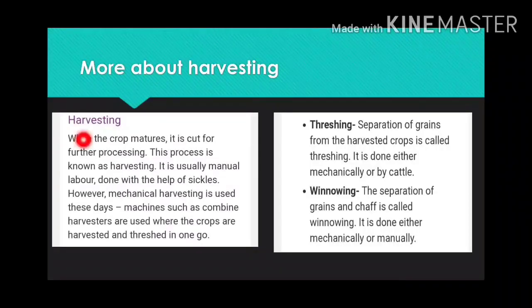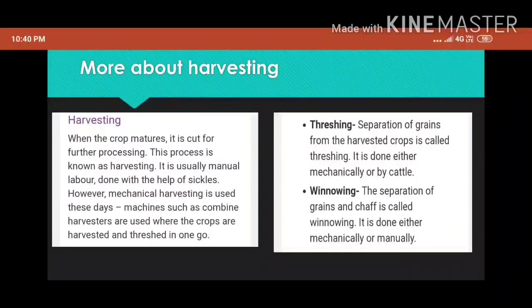When the crop is mature, it is cut for further processing. This process is known as harvesting. It is usually manual labor done with the help of a sickle. However, mechanical harvesting is used these days. Machines such as the combine harvester are used, where the crops are harvested and threshed in one go.